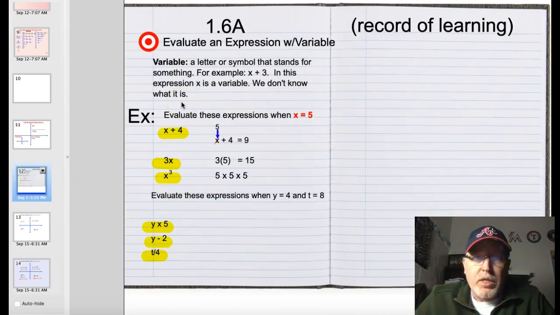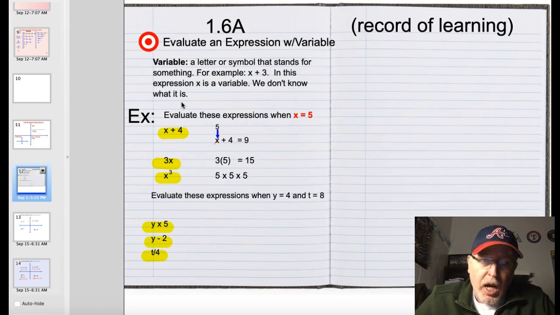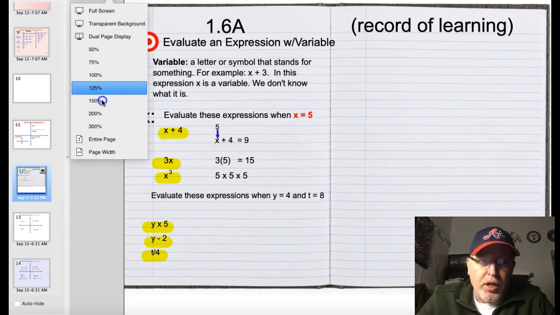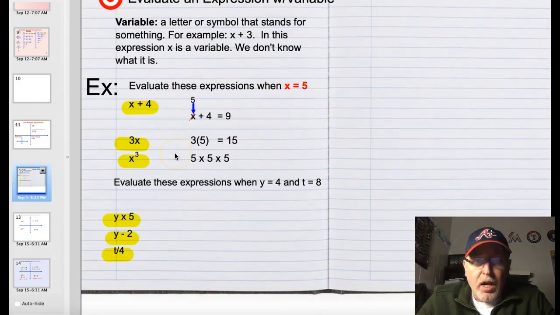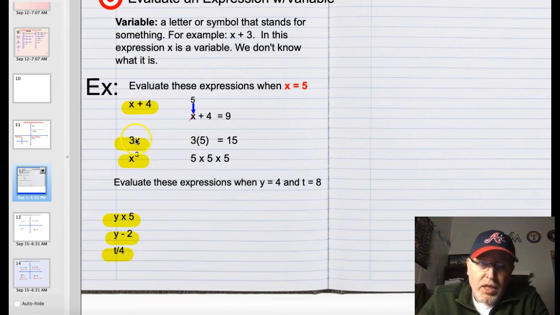So 1.6a, evaluate an expression with a variable. We already talked about what the variable was. That's just a letter or symbol. It stands for something. So here's just a few right here. Let me just make these a touch bigger so you can take a look at them. X plus 4. When x is 5, just substitute in the 5. 5 plus 4 is 9. There, we've evaluated it. 3x. Well, the x is worth 5.